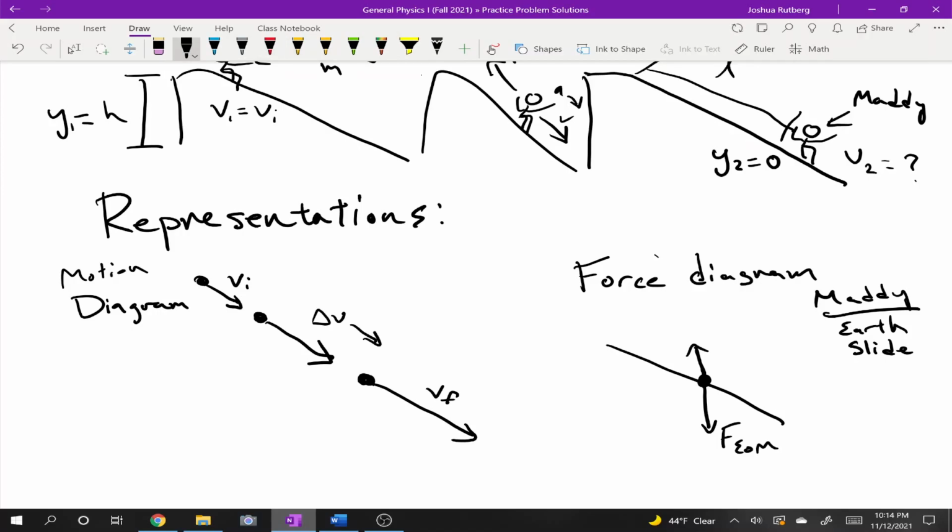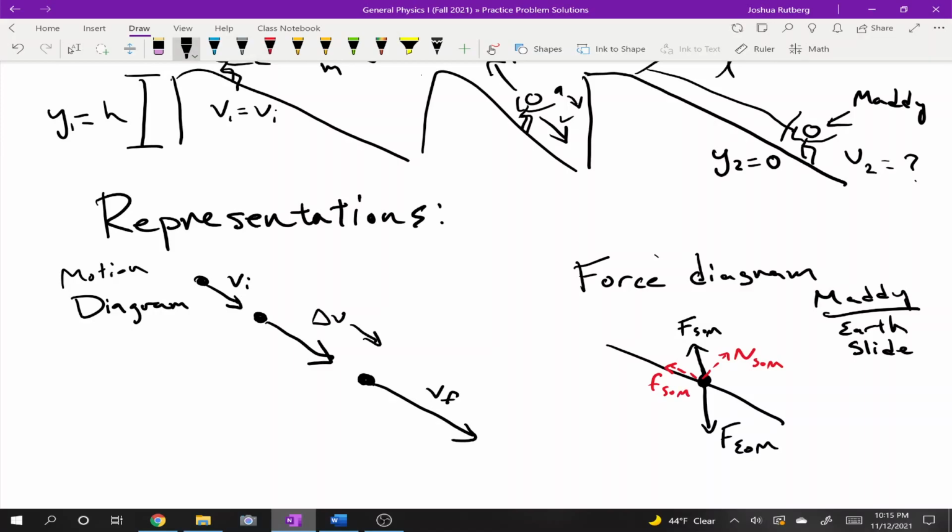I'm not sure exactly how far in each direction it's going to go. That's okay. So this is the force the slide exerts on Maddie. I can break that into its components. There's the normal component of the force the slide exerts on Maddie. And there is the friction.